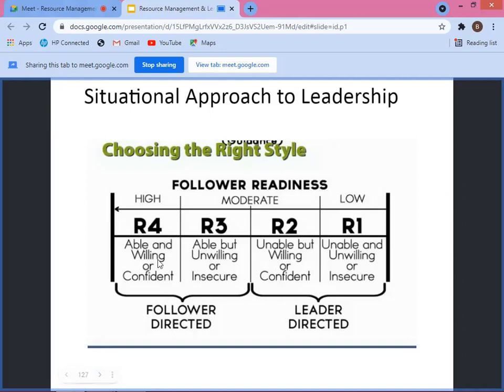So this is follower directed, R4, R3. And R1, R2, this is leader directed, telling and selling. This is follower directed. The decision making is with the follower, R3, R4, or participating and delegating.